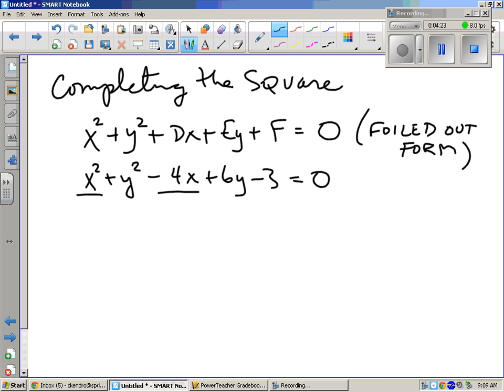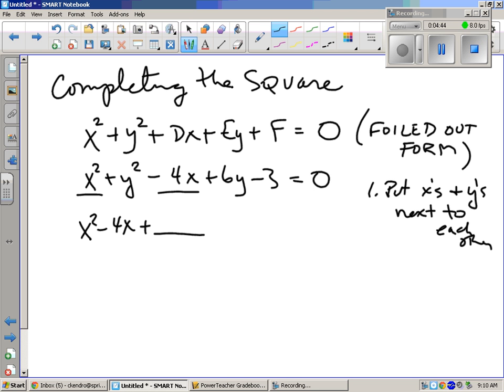So we have to kind of visually and mentally see what's going on and reverse the process. First thing I want to do is get the x values next to each other. So that's my first step. Put x's and y's next to each other. All right, so I have x squared minus 4x, and then I'm also going to put a blank, and use blanks, because I'm going to have to put a number in there to complete the square. Now that'll make more sense once we keep going. All right, next the y's, I have y squared minus 6y plus blank. And then I want to put the 3 on the other side. So that's our second step.